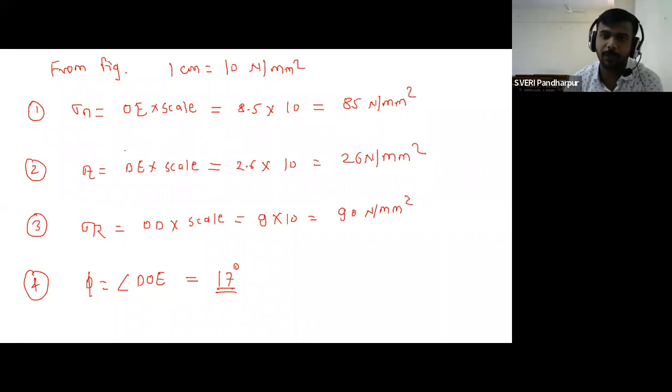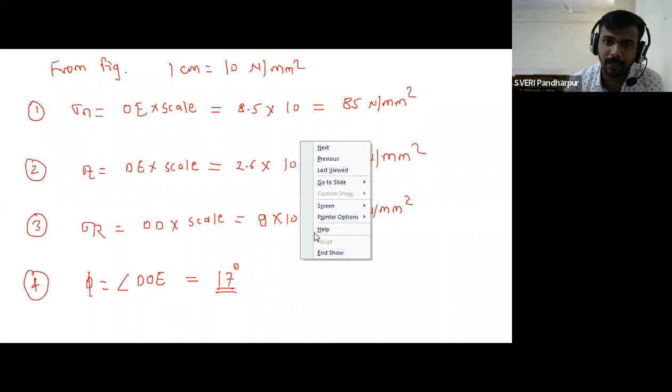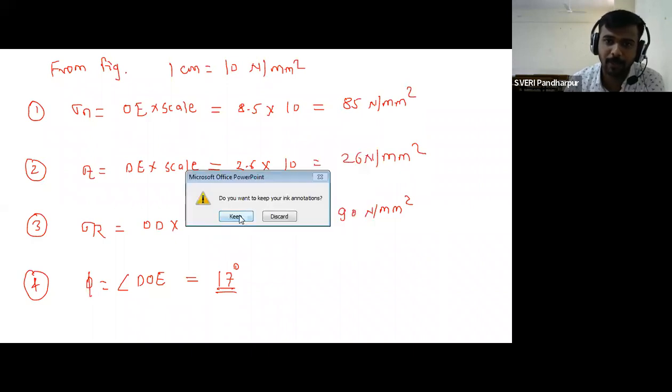Okay, with this today we will stop here. One homework I will give you. I will send that homework problem on your WhatsApp group. Accordingly, you can solve it at your home. Okay, with this today we will stop. Next lecture will take some variety problems.